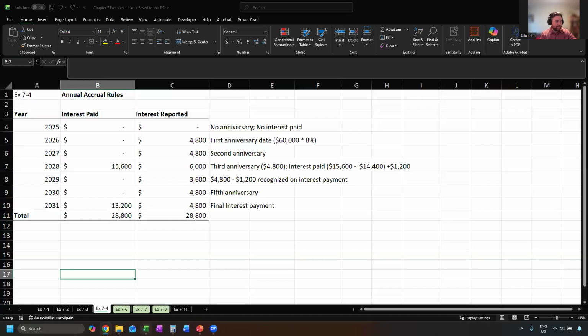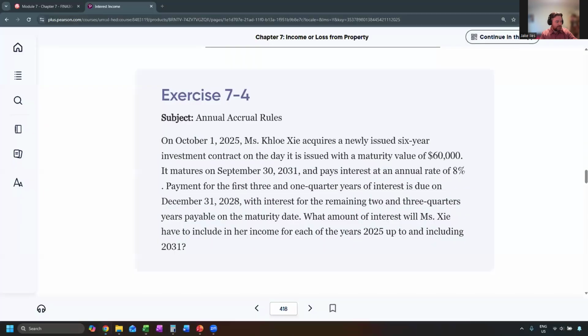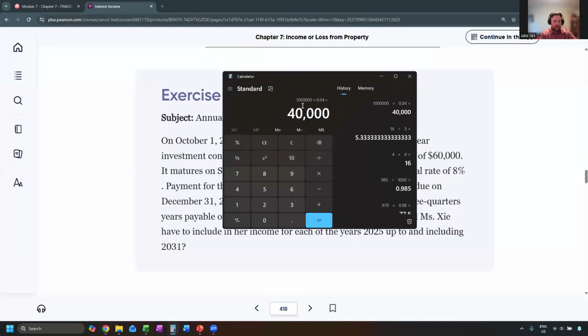So what do we do? 8%. One second, I'll go back to the question. So the face value is $60,000 and the annual interest is 8%. So every year we're recognizing $4,800.